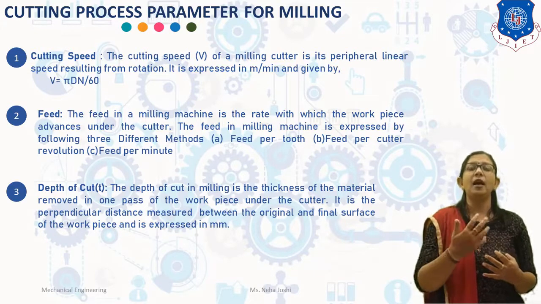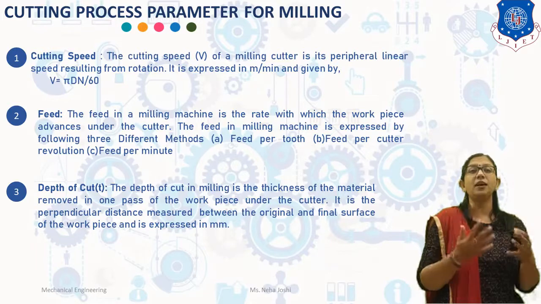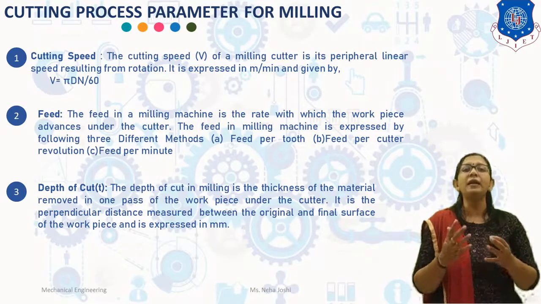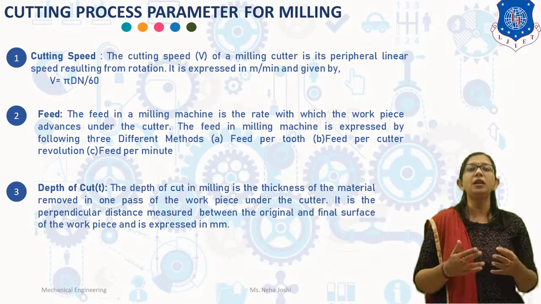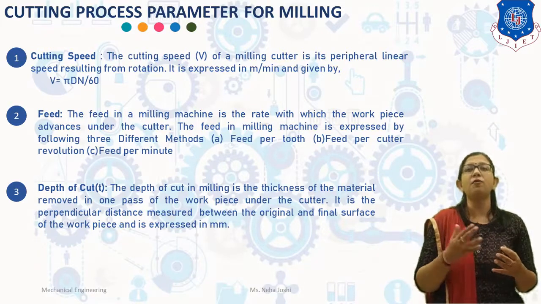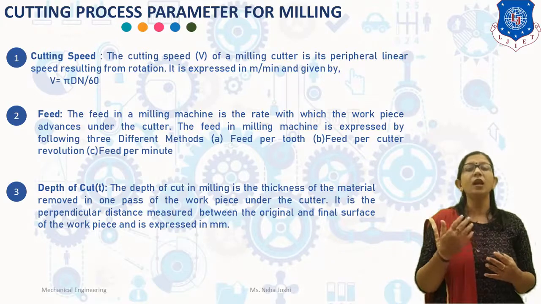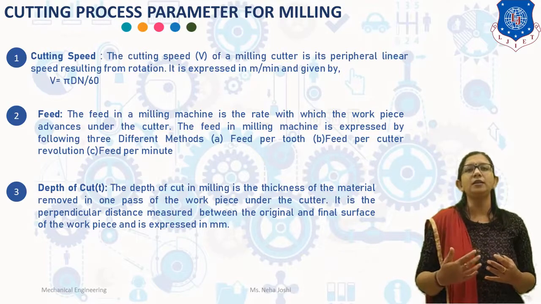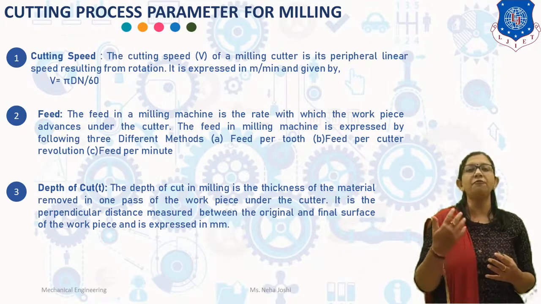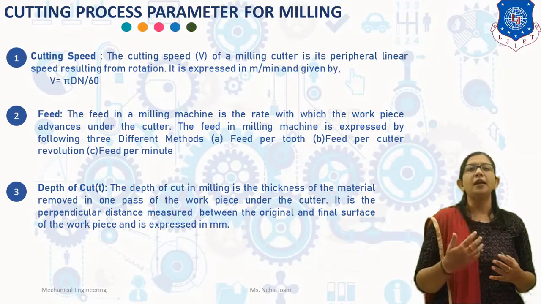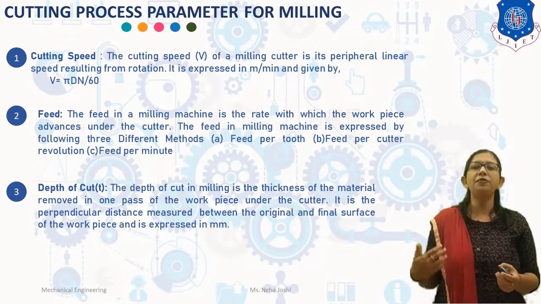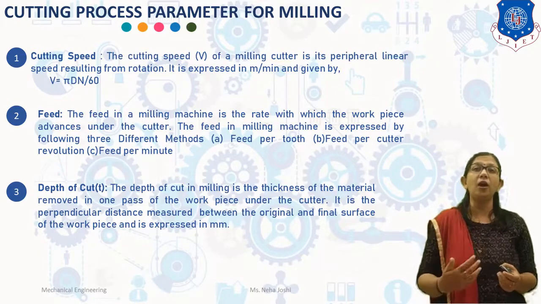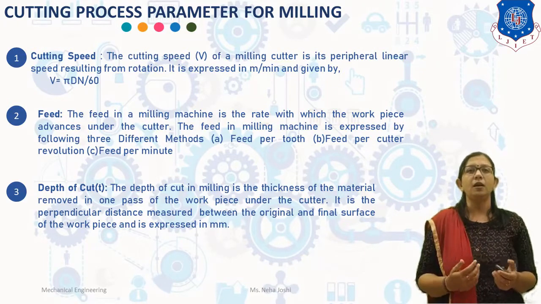And the last cutting process parameter is depth of cut, which is designated by t. The depth of cut in milling is the thickness of the material removed in one pass of the workpiece under the cutter. It is the perpendicular distance measured between the original and final surface of the workpiece and it is expressed generally in mm. So these are the different cutting process parameters that we have to consider in milling.